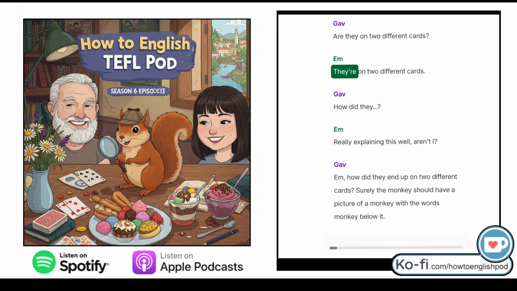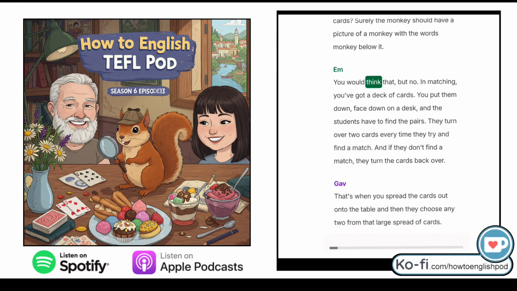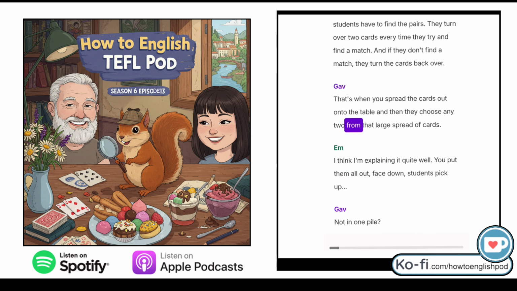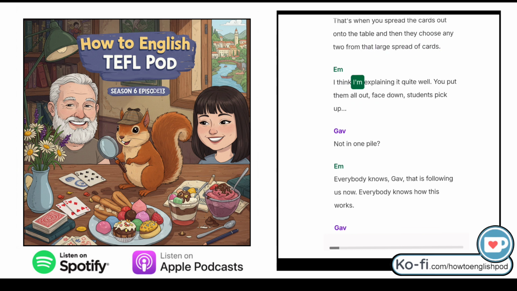Are they on two different cards? They're on two different cards. I'm really explaining this well, aren't I? How did they end up on two different cards? Surely the monkey should have a picture of a monkey with the word monkey below it. You would think that, but no. In matching, you've got a deck of cards, you put them down, face down, on a desk, and the students have to find the pairs. They turn over 2 cards every time. They try and find a match, and if they don't find a match, they turn the cards back over. That's when you spread the cards out onto the table, and then they choose any two from that large spread of cards. I think I'm explaining it quite well.